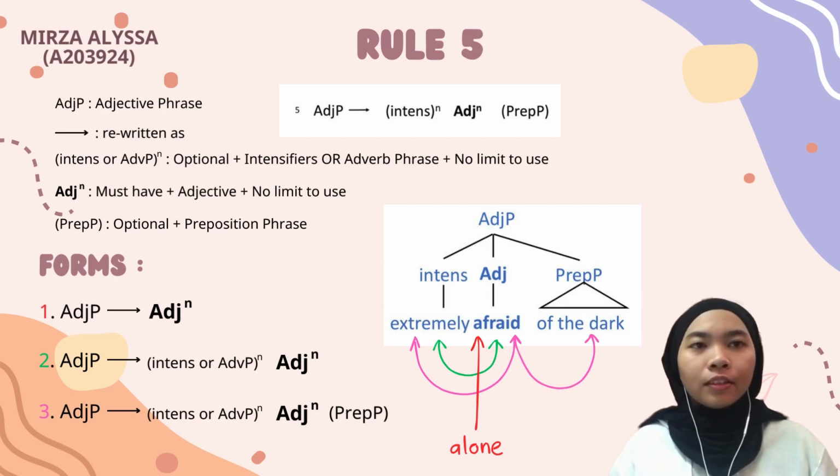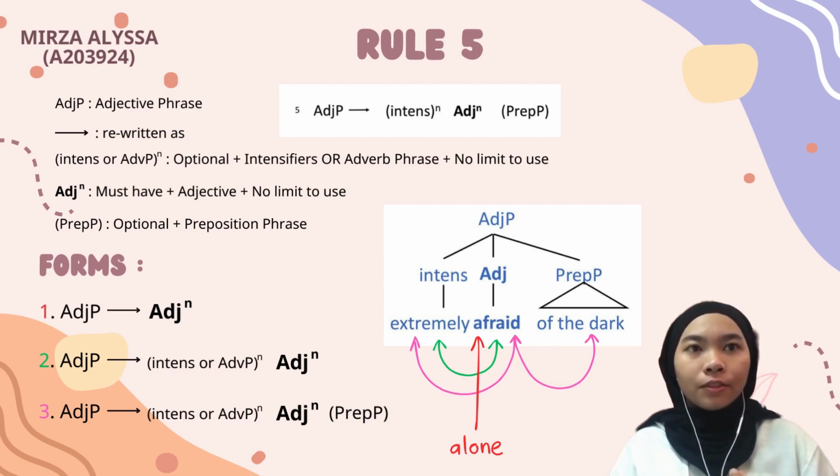Rule 5 focuses on an adjective phrase. If we look in the picture above, it consists of intensifier, or also called as adverb phrase, adjective, and preposition phrase. Adjective is written in bold form because it is a must-have, while intensifiers and preposition phrase are optional, means either or both can be added. This is why in Rule 5, a few forms can be formed in order to build the tree diagram.